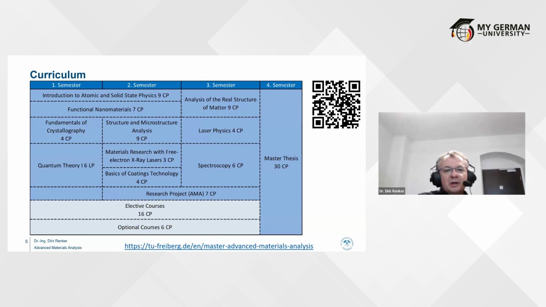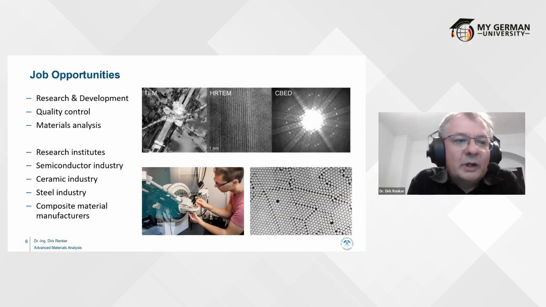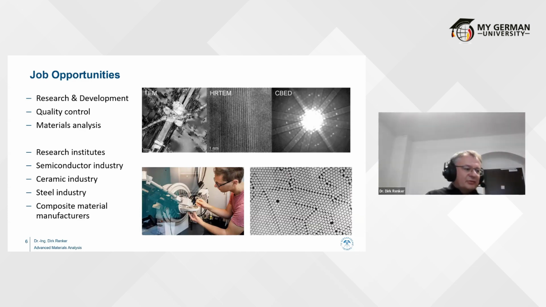I think the job opportunities, it's clear, we have research and development. For instance, in Dresden, we have research enterprises, or other institutions, institutes and other things. You can also work after the study in quality control, also material analysis. Semiconductor industry, ceramic industry, steel industry, you have several possibilities to work, or you can do a PhD at the university, work at the university for a PhD degree.